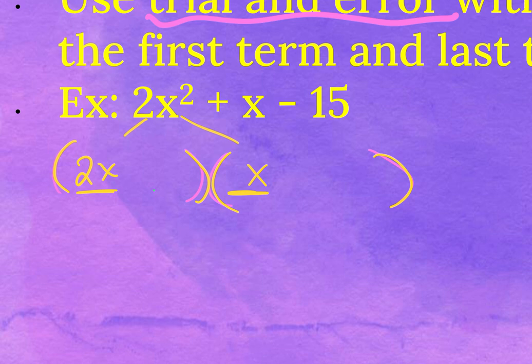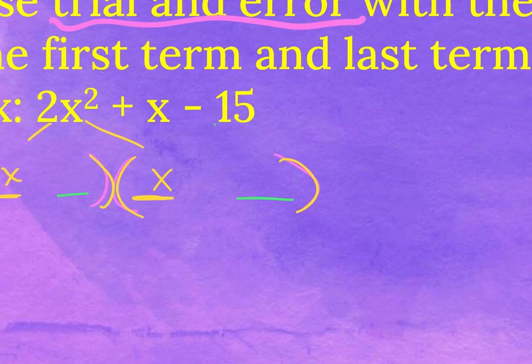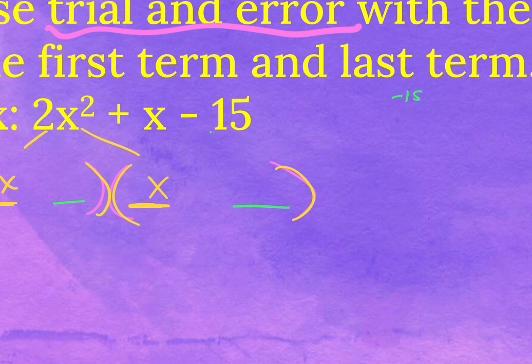And then the second term in each would be the factors of negative 15. So factors of negative 15 would be negative 1 and positive 15, positive 1 and negative 15, negative 3, positive 5, positive 3, negative 5. And then one at a time, you put those in there. You multiply the outer and the inner two, add them and see if it matches the middle term. So this is what trial and error is.